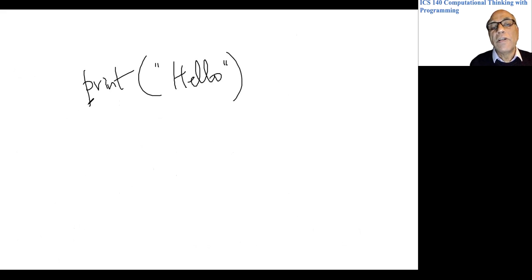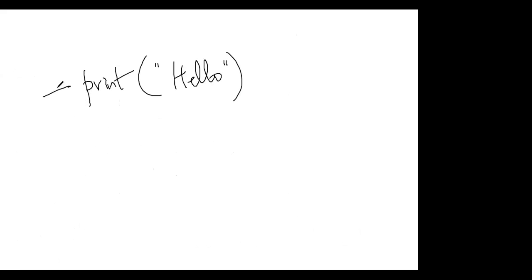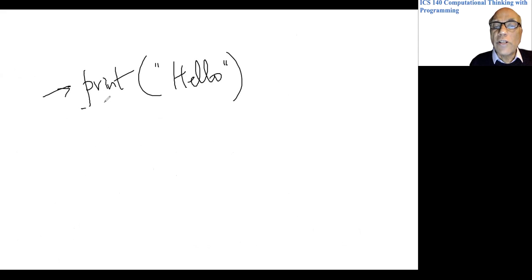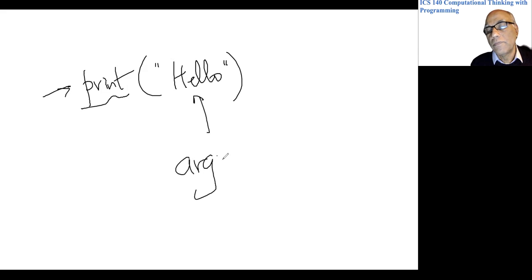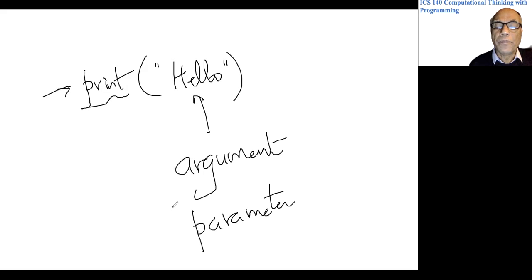You have written this kind of stuff a lot. This is actually a function, all right? And you are putting parentheses after print to indicate that it is the print function that you are calling. And this is called an argument or parameter. We will study arguments and parameters next week.